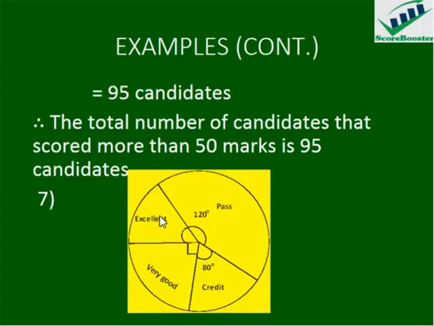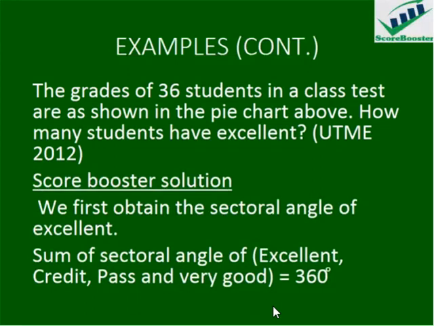So to obtain the sectoral angle for excellence, we know the total angle in a circle is 360 degrees. So we sum these three grades and deduct it from 360 degrees to know the sectoral angle of excellence. After that, we now obtain the total number of students that has excellence. So now let's move to the solution. This is also a UTME past question, UTME 2012. So we first obtain the sectoral angle of excellence as I've explained. Sum of sectoral angles of all the grades, which is the sum of angles in a circle, equals 360 degrees.